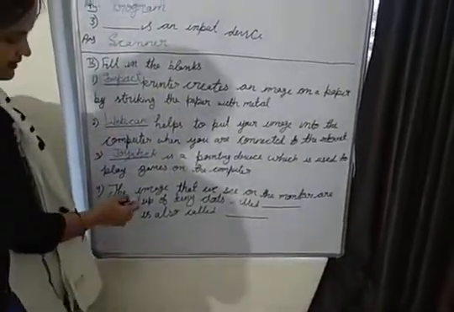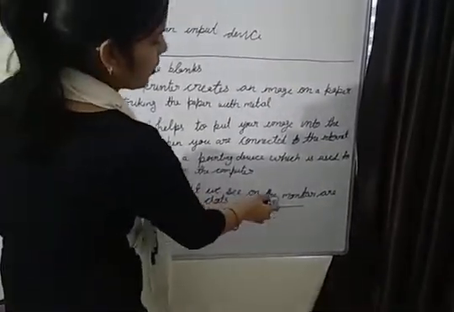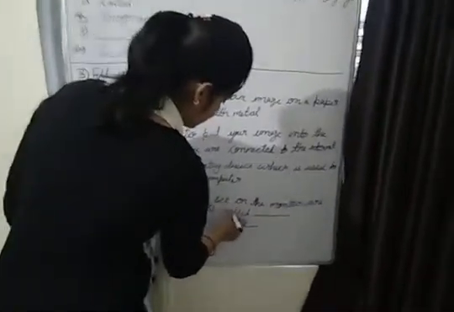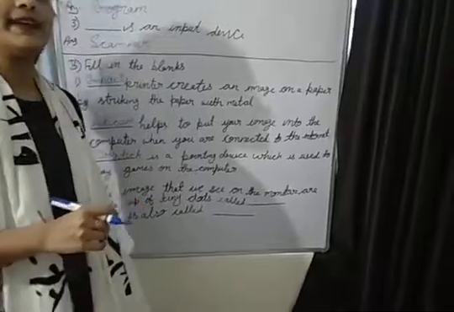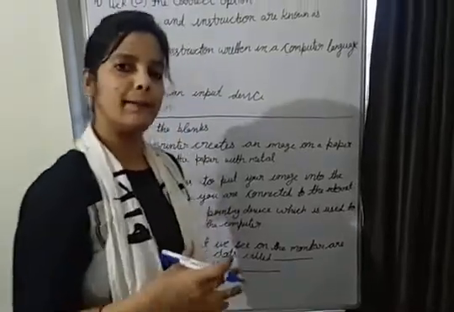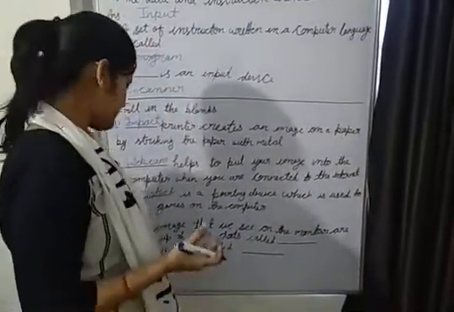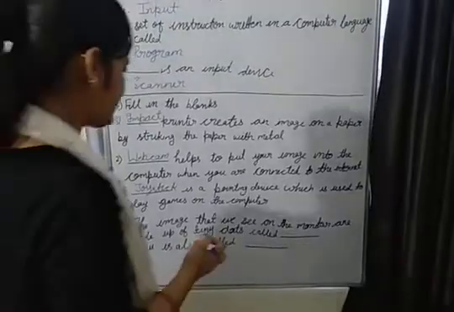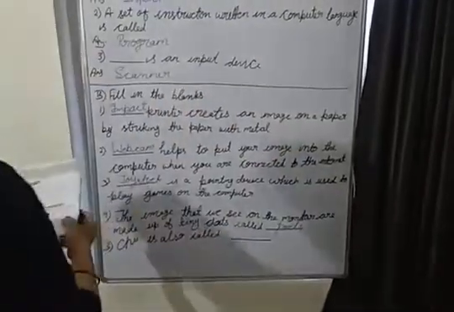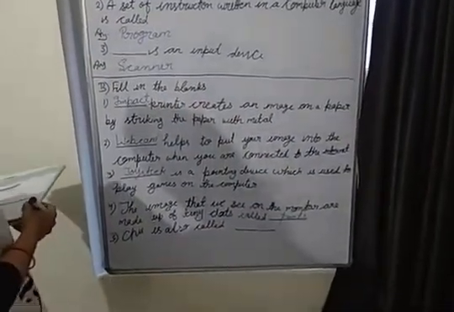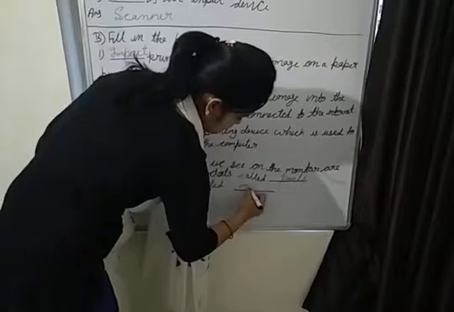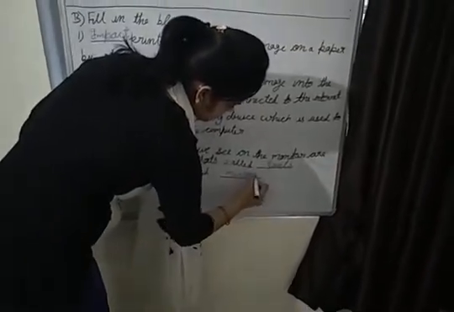Next one, the images that we see on the monitor are made up of tiny dots called. So student, you know the tiny dots are known as pixels. Means the quality of an image depends on the pixels. The higher the pixel range, the more the image quality increases. Okay, so write pixels. Next one, CPU is also called. CPU is also called student what? Processor. CPU, processing. So here microprocessor.